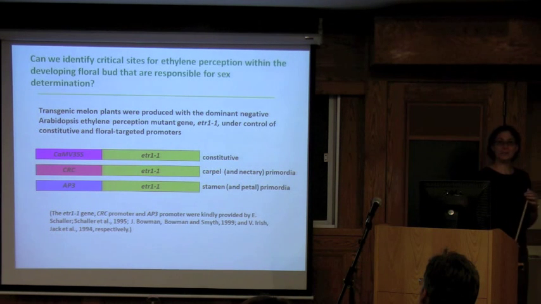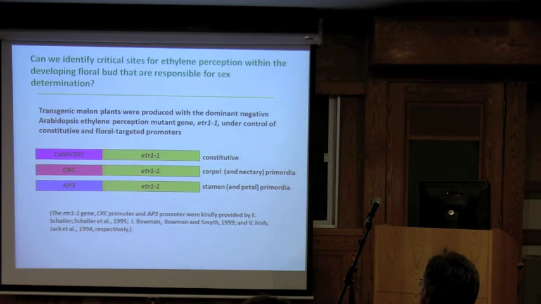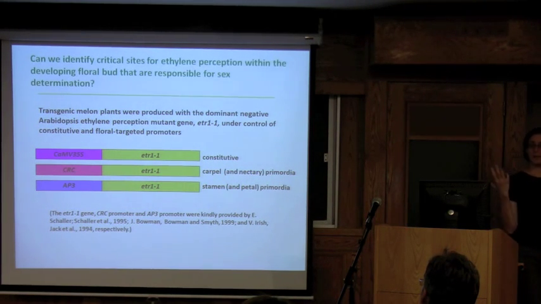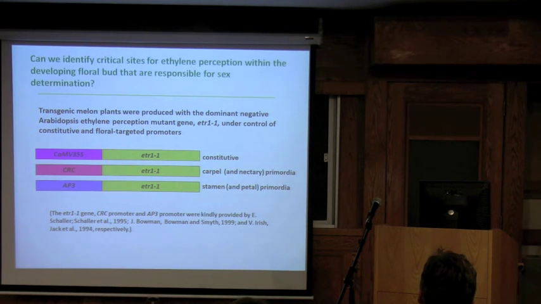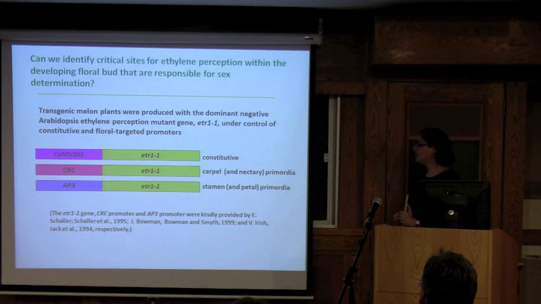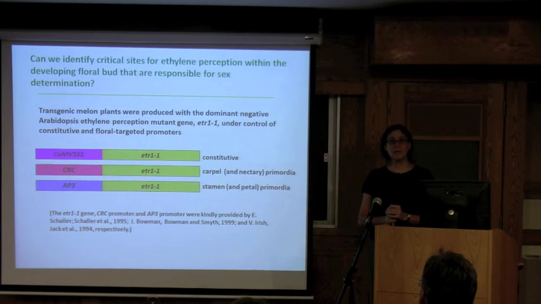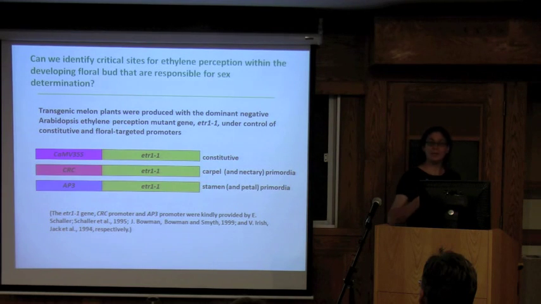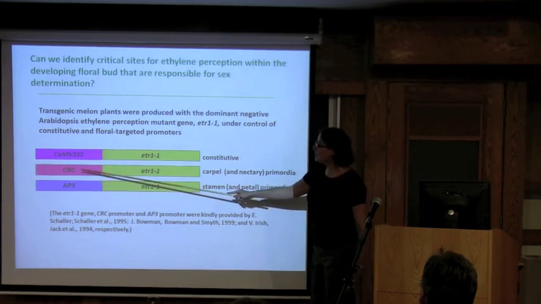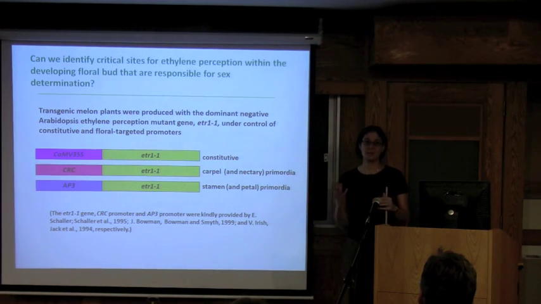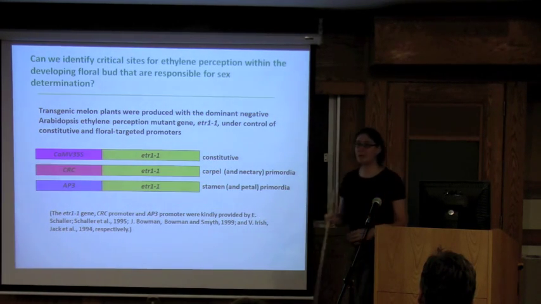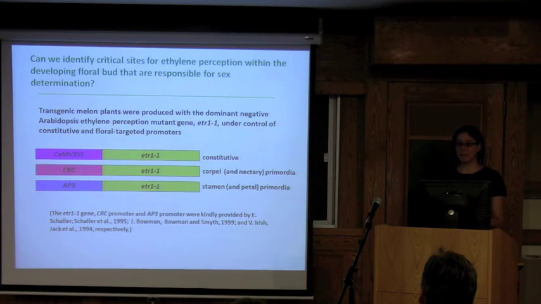So in order to ask, can we identify critical sites for ethylene production within the developing floral bud that are responsible for sex determination, we took advantage of a gene from Arabidopsis, the mutant ETR1-1 gene. This produces a protein that inhibits ethylene perception, and it is a dominant negative inhibitor of perception. And we introduced this gene under control of one of three promoters, either the standard cauliflower mosaic virus 35S promoter that drives strong constitutive expression, the CRC or crabs claw promoter, which in Arabidopsis targets expression in developing carpels and nectary primordia, or the APETALA3 promoter, which in Arabidopsis drives expression in developing stamen and petal primordia.